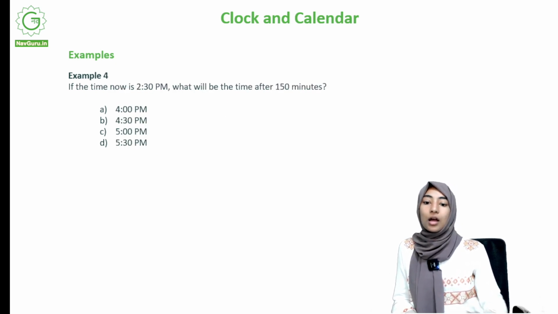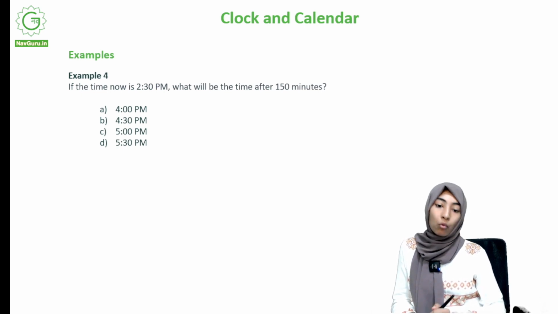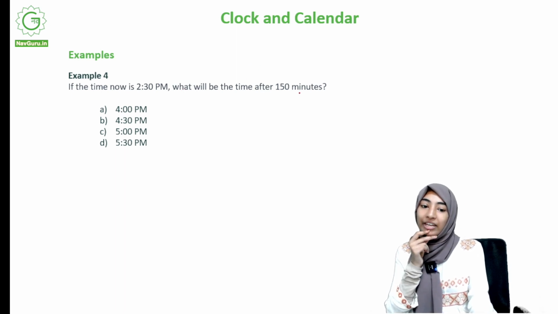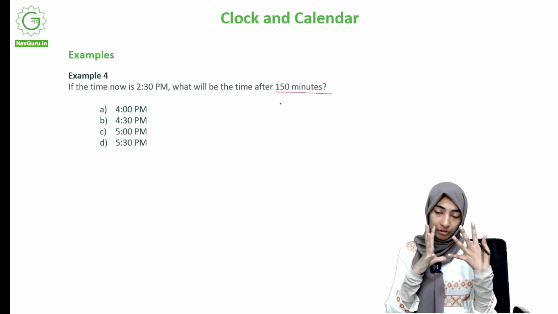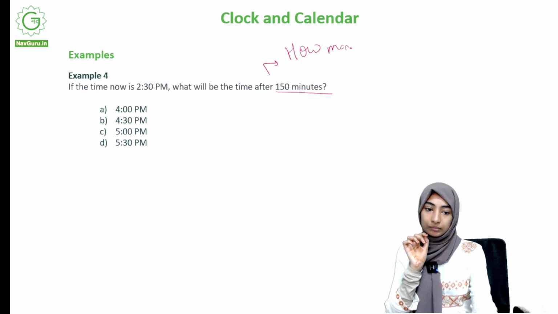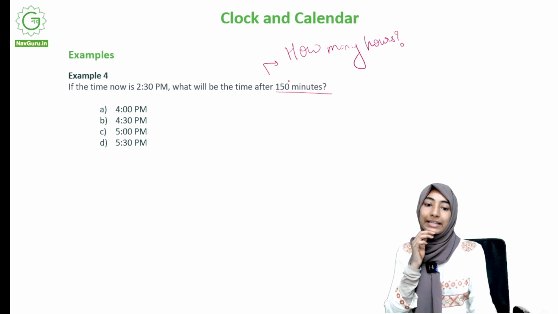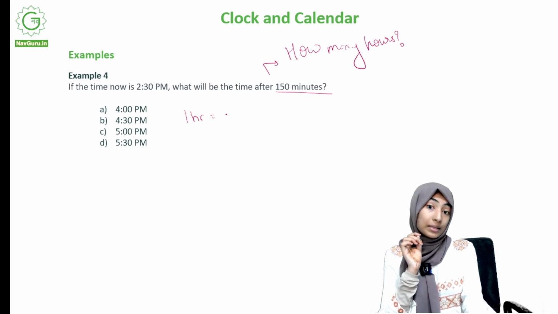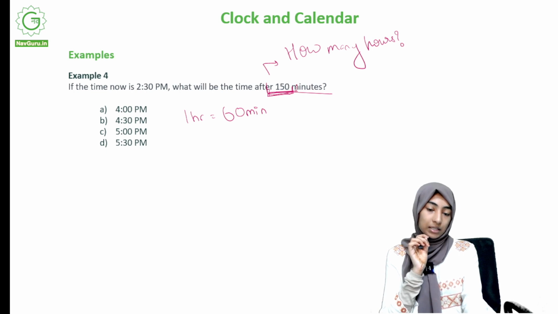Moving on. If the time now is 2:30 p.m., what will be the time after 150 minutes? Okay, so here you need to have an idea. Instead of just counting 150 minutes, try to write this in terms of hours. How many hours is 150 minutes? Basically, you know that 1 hour is how many minutes? 60 minutes, right?